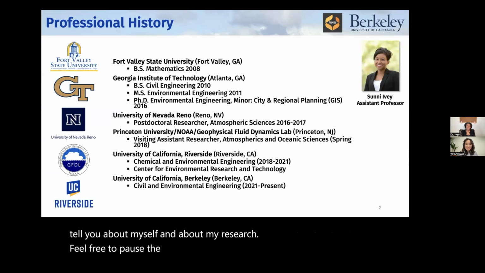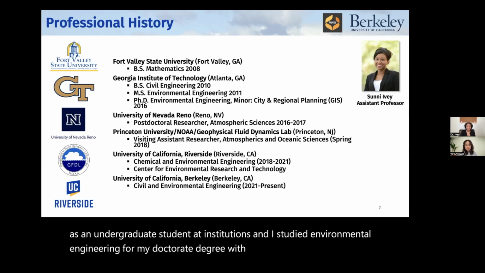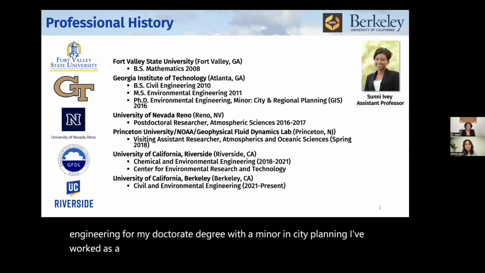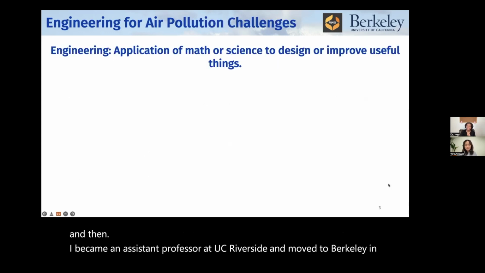I studied mathematics and civil engineering as an undergraduate student at two institutions. And I studied environmental engineering for my doctorate degree with a minor in city planning. I've worked as a postdoc at UNR and at Princeton University, and then I became an assistant professor at UC Riverside and moved to Berkeley in 2021.